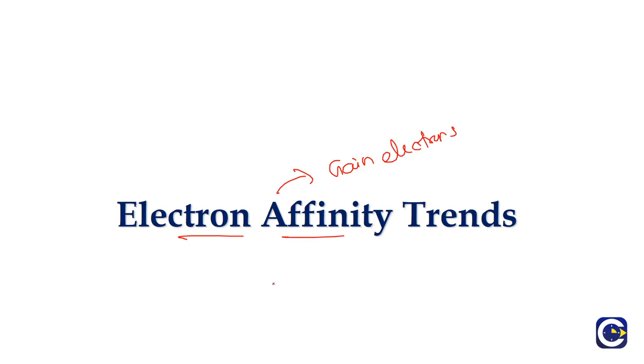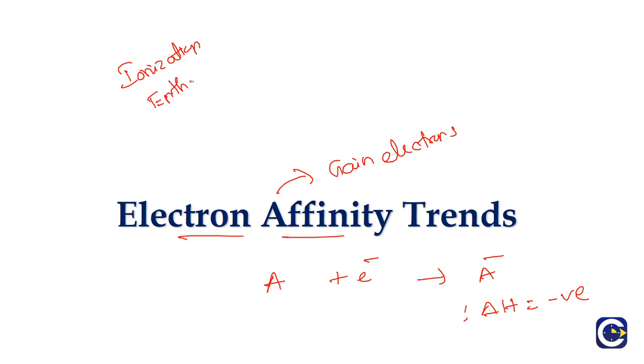So, if you have an atom of an element and it is gaining an electron, this will usually be associated with the formation of an anion, and in the process, energy will be released. If you look at the enthalpy change for the process, remember we talked about this enthalpy change concept even in ionization enthalpy, isn't it? So ionization enthalpy, what did we talk about?